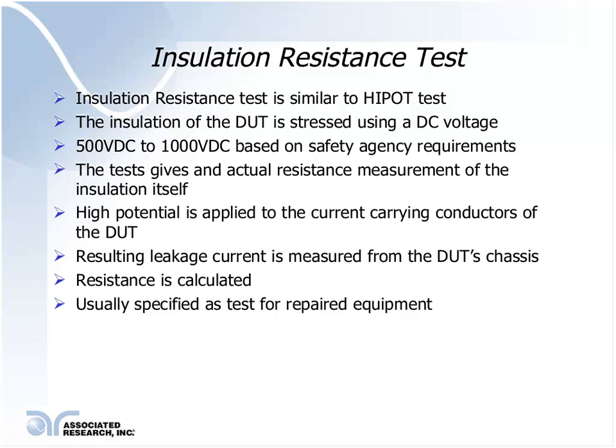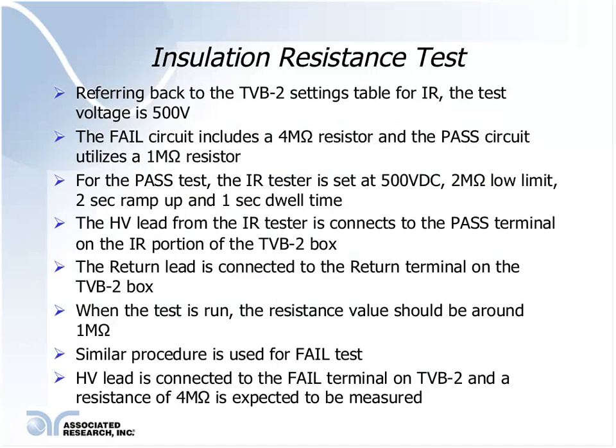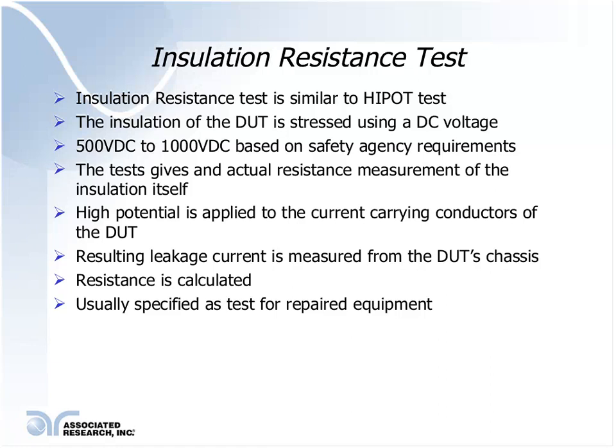Now, how is an insulation resistance test run? It is run in much the same way as a Hipot test. Basically, a high potential is applied to the current carrying conductors of the device under test, and the return point of this circuit is connected to the chassis. For example, we can think of running an IR test on solar panels, which involves shorting the positive and the negative terminals to high voltage and applying the return point to the metal frame.